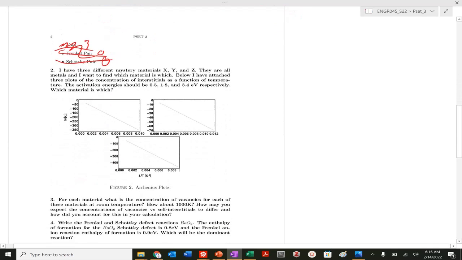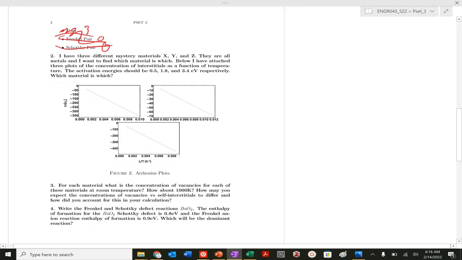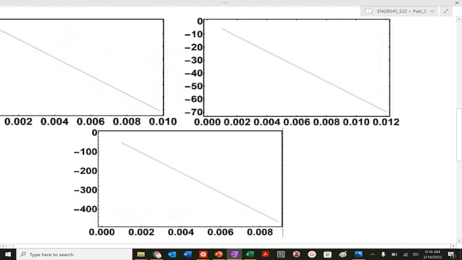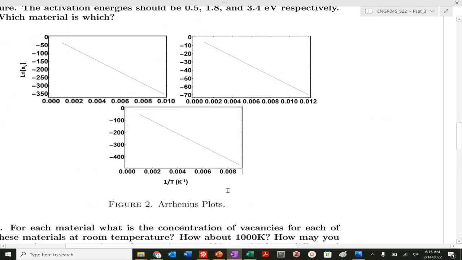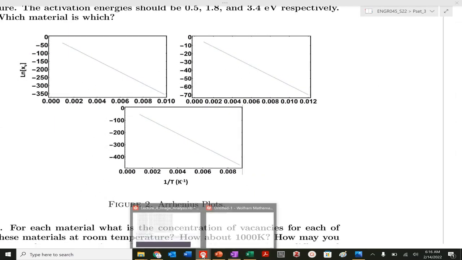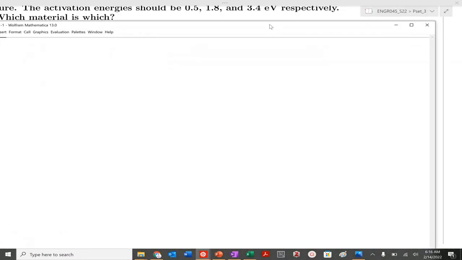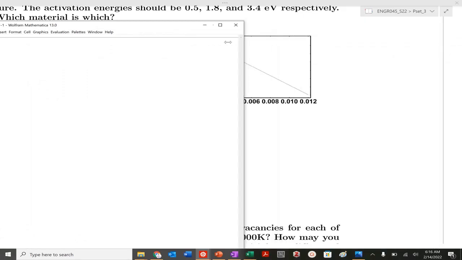Excellent. So I have three mystery materials, X, Y, and Z, and they are all metals, and I want to find which material is which. So we need to zoom in a little bit here. I'm going to be a little bit quick with my analysis here.